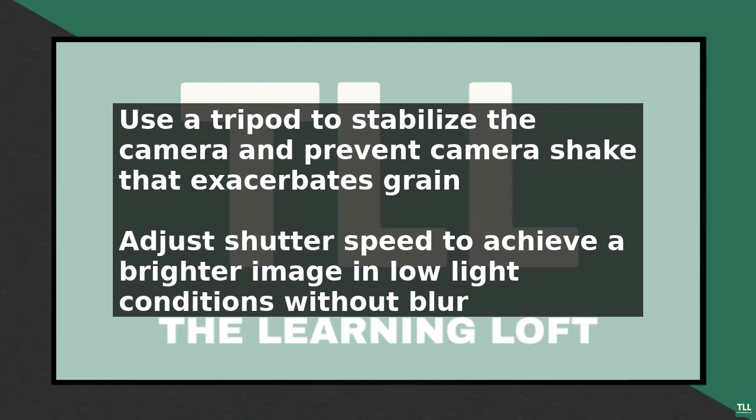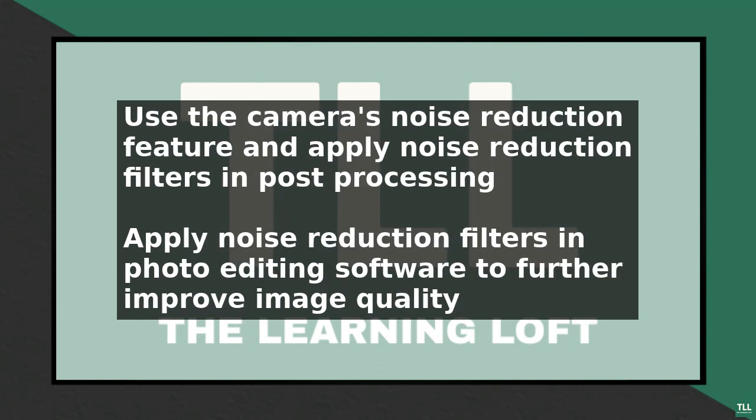Another key factor is the shutter speed. Slower shutter speeds can cause blur, but in low light conditions, it may be necessary to achieve a brighter image. Consider using a tripod to stabilize the camera and prevent camera shake, which can exacerbate graininess.